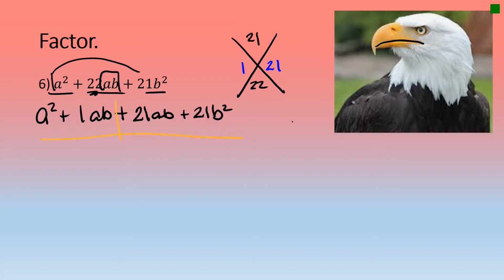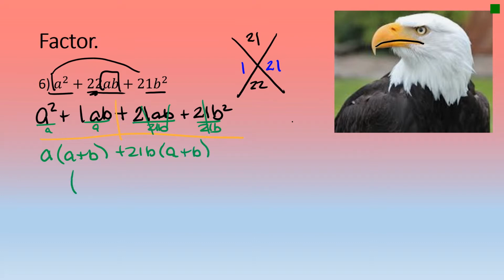I'm going to go to my grouping, take out an a. I have a plus b left. Take out a 21b. And the 21 and the b cancels. I have a, 21 cancels, and I have a b left. So my common factor is a plus b. My leftovers, a plus 21b.